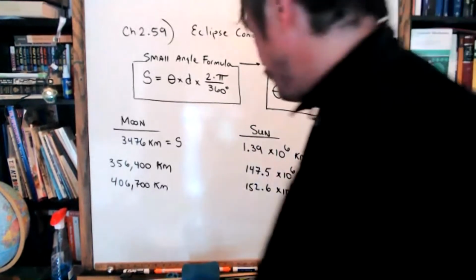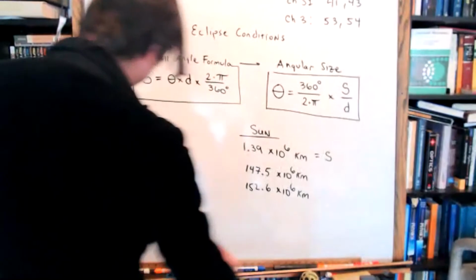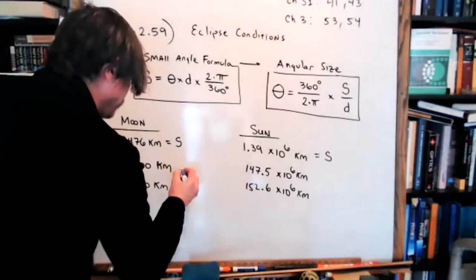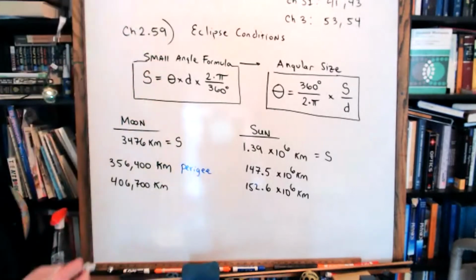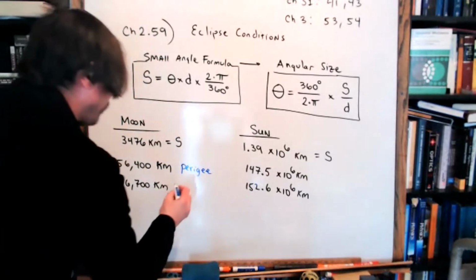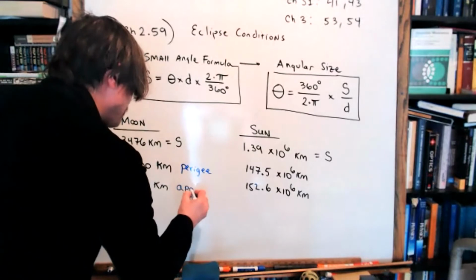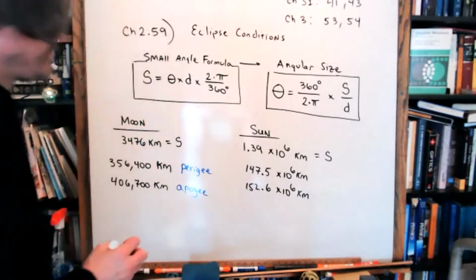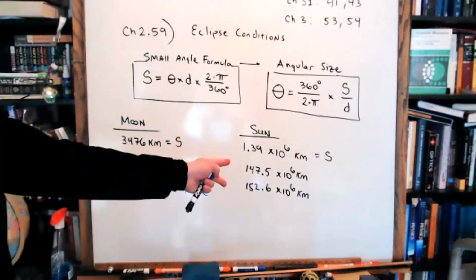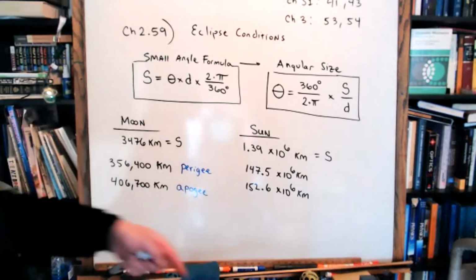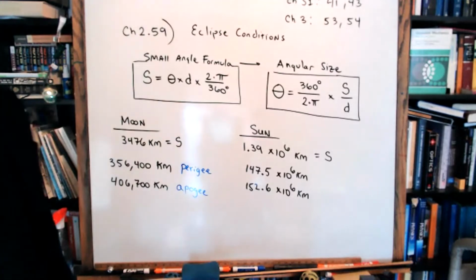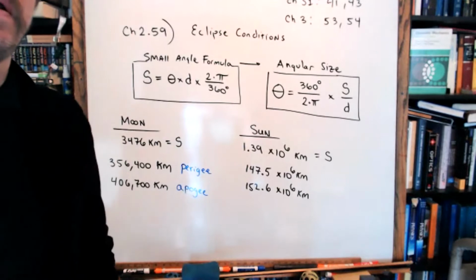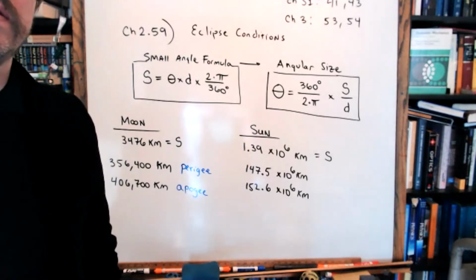Let me tell you the names of these things. For the moon, we call the closest approach perigee, and for the moon, we call the farthest distance apogee. Do you guys remember what the terms were for the sun? What do we call the closest point in orbit to the sun? That's a vocabulary term. Someone's got to know it.